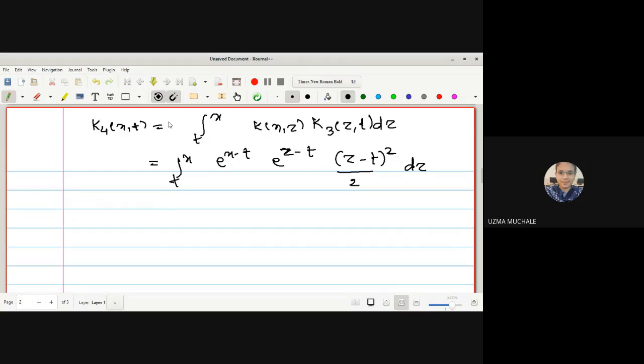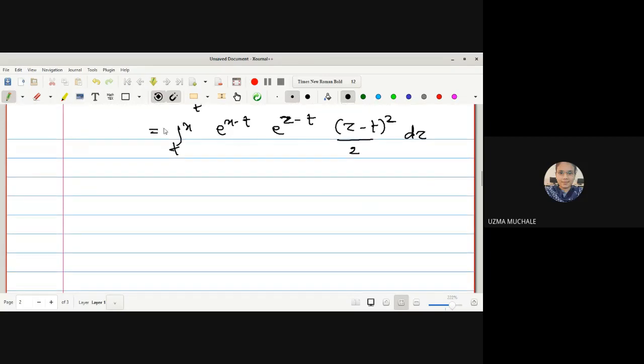Okay, now simply we have to solve this integration. Solve it and tell me the answer for K4.